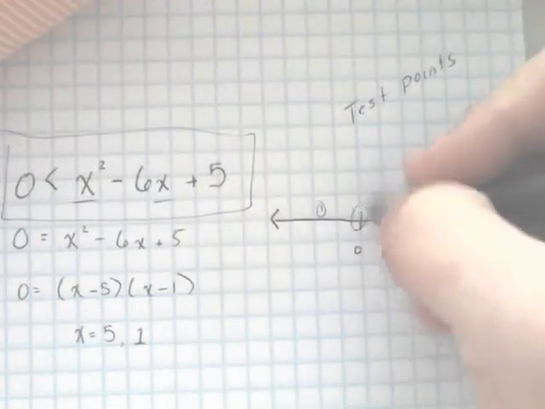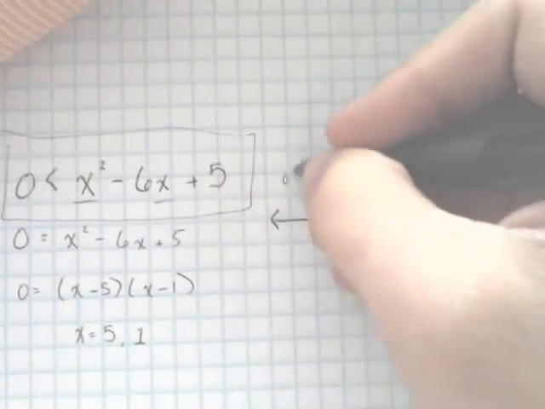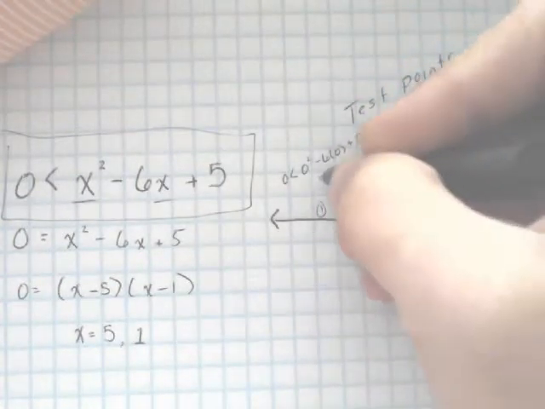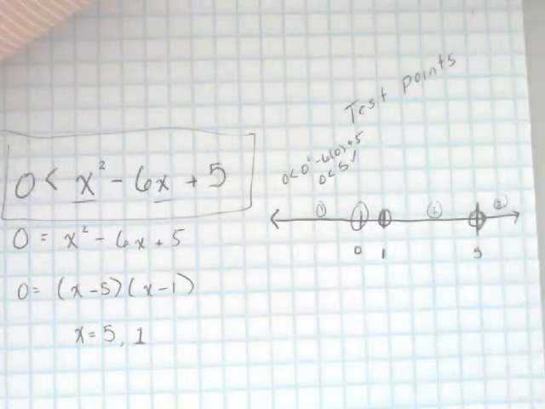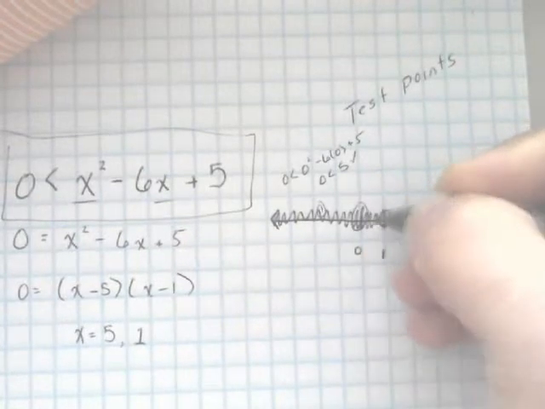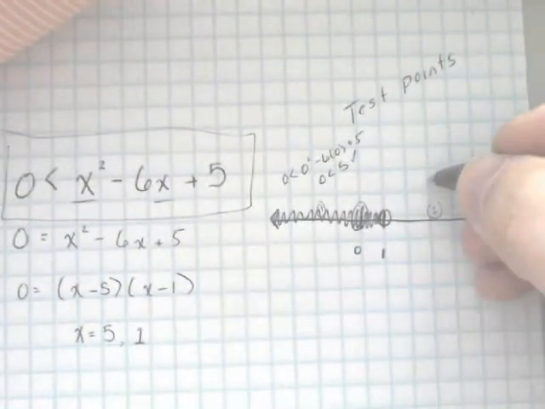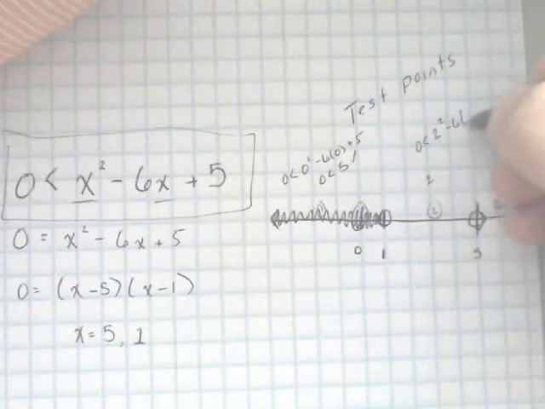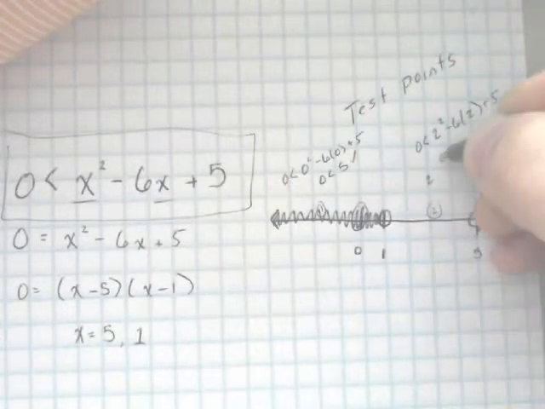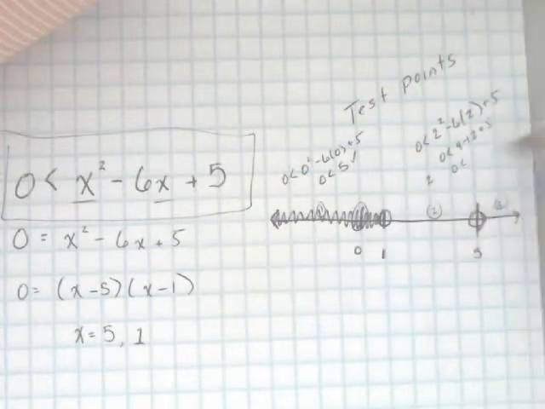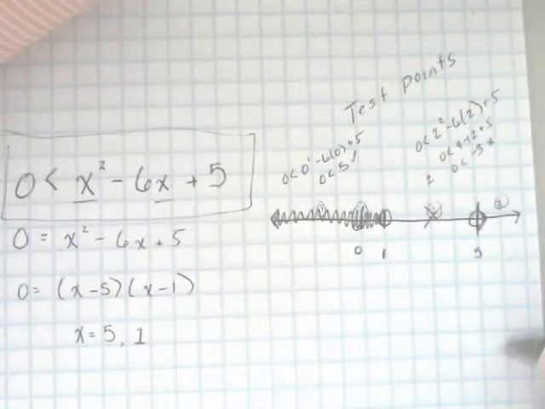So, for example, 0 works for left. 0 is less than 0 squared minus 6 times 0 plus 5. 0 is less than 5. That is true. So I know that I can shade over here. Okay? Let's check the number 2. 0 is less than 2 squared minus 6 times 2 plus 5. 0 is less than 4 minus 12 plus 5. 0 is less than negative 3. That's not true. So I'm not shading here.